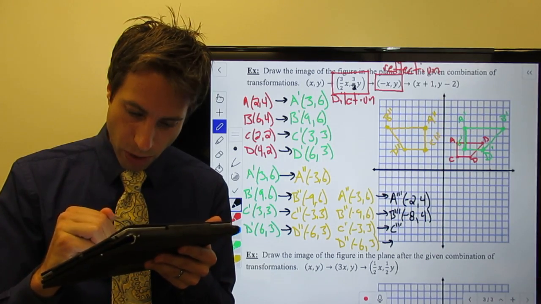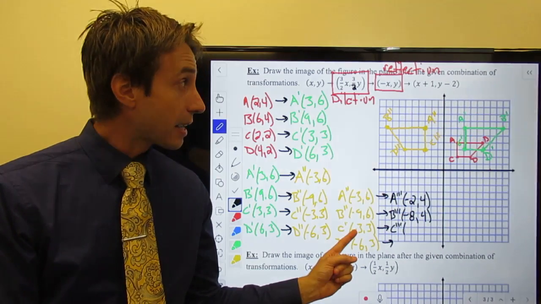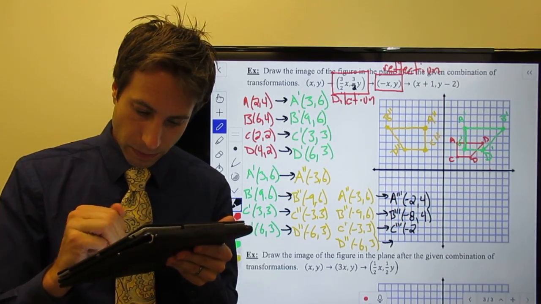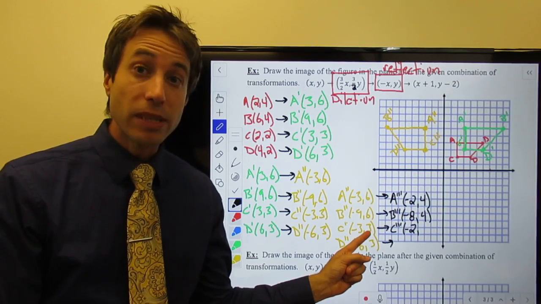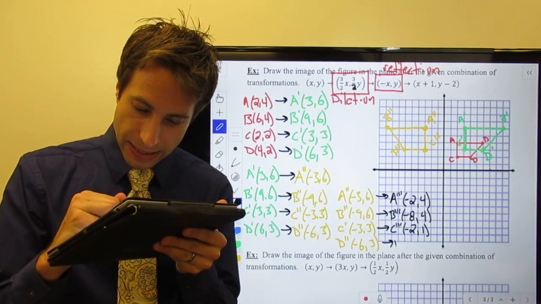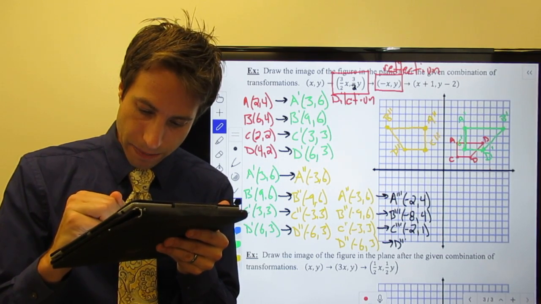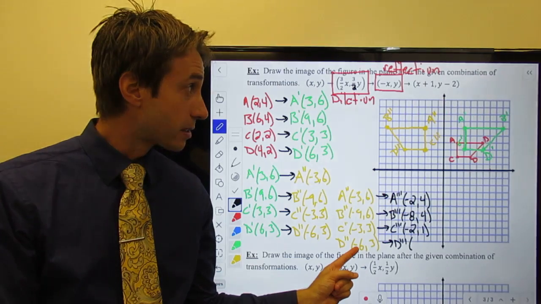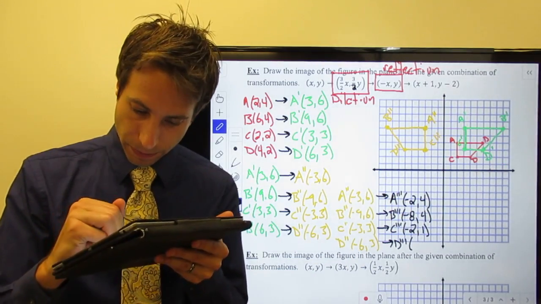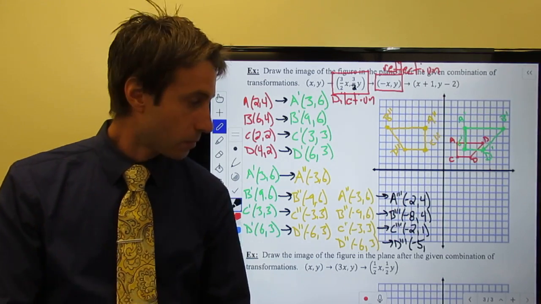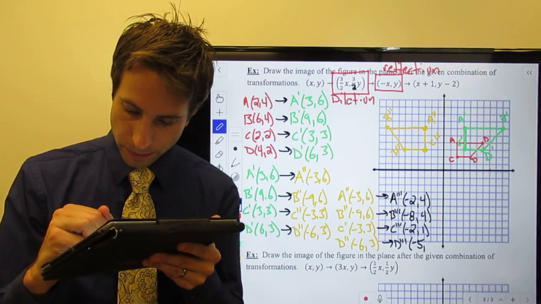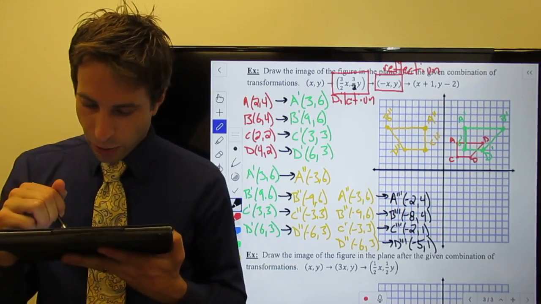C triple prime. They want me to, right, negative 3, they want me to add 1. Negative 2. 3, they want me to subtract 2. That puts me at 1. And D triple prime. Negative 6, add 1, negative 5. 3, subtract 2, 1 again. Plot those points. Here we go.